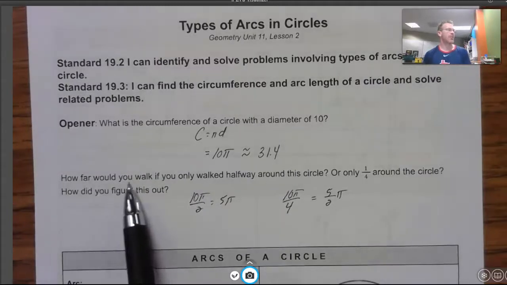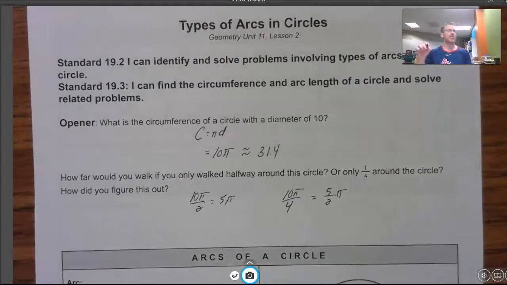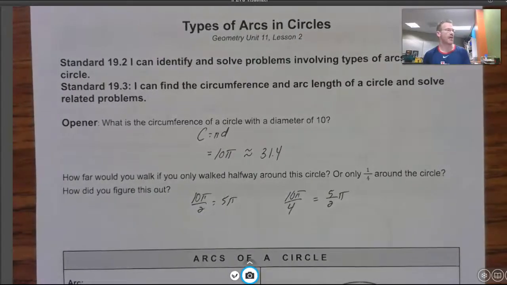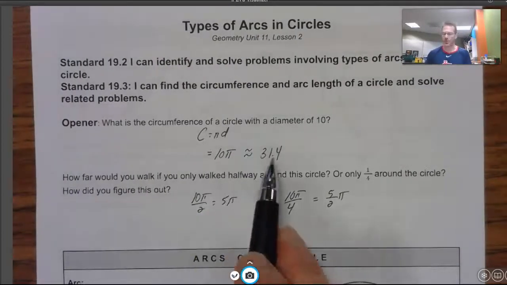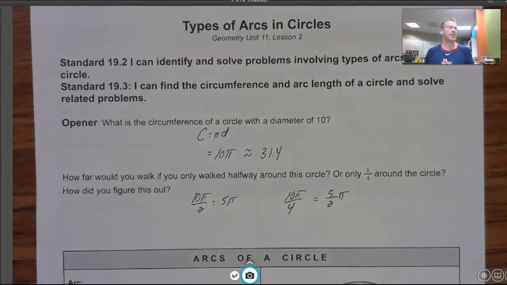Now, how far would you walk if you only walked halfway around the circle? Well, circumference is all the way around, right? So if I only walked halfway around the circle, I would divide my circumference by 2. So 10 pi divided by 2 would be 5 pi, or 31.4 divided by 2, you should have gotten about 15.7.